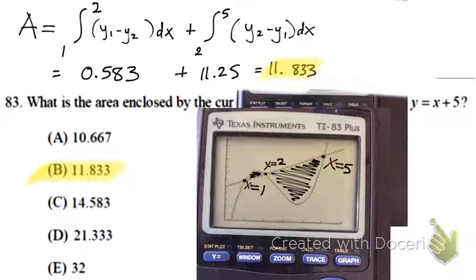Alright, so I went ahead and did that, and I got that the first area was 0.583, and the second area was 11.25, which makes sense. This one is much smaller than the second one. And so when I added those together, I got 11.833. Answer choice B.